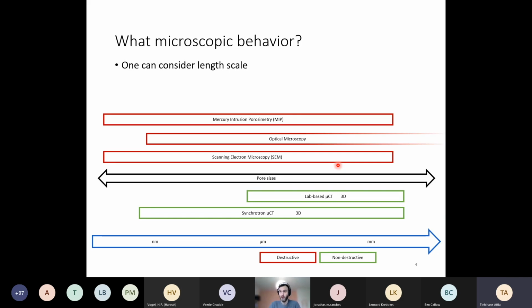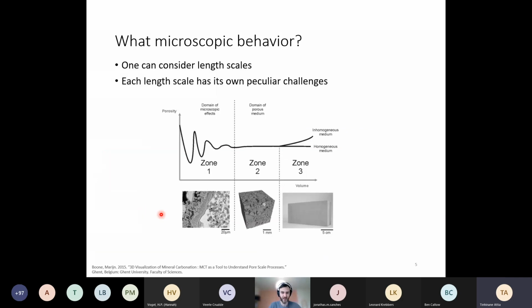And in fact, if you ask the question, what is the length scale range of a synchrotron facility? Well, that can actually go down to the nanometer range if you try real hard. So you might think, okay, problem solved. We will just use a synchrotron for everything, if that were possible at all. But that's not possible because when you choose a length scale, that comes with its own particular challenges still.